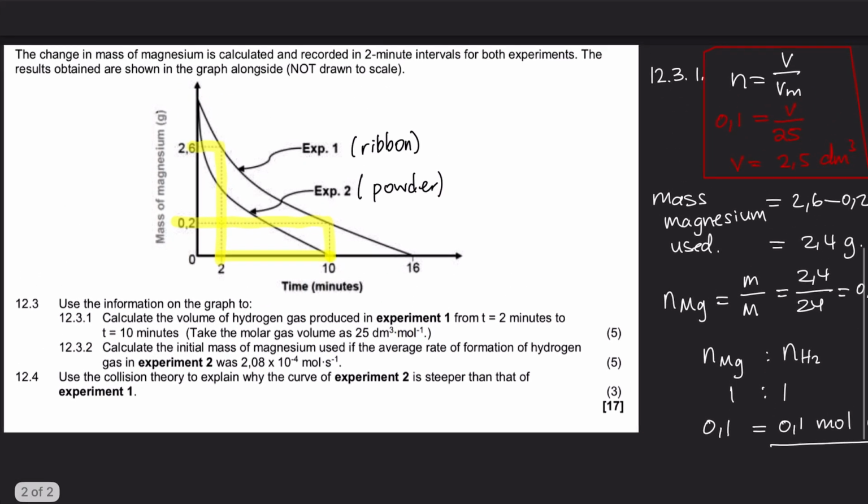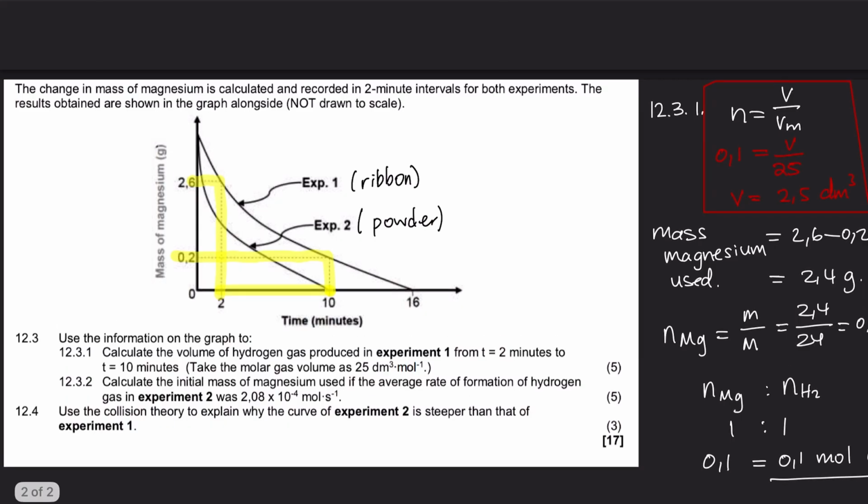But let's go to our graph. So we want to look for the initial mass. So in other words, we want to look for what is this value here. We don't know what that is. What we know for sure is that it must be more than 2,6. That's what we know for sure.